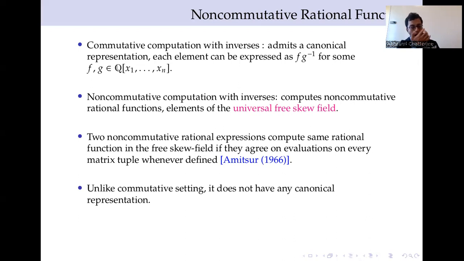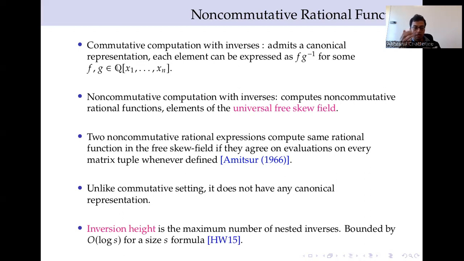Okay. And unlike the commutative setting, here it doesn't have any canonical representation. You can't express it as a ratio of two non-commutative polynomials, or expand it monomial by monomial. So it is quite different from the commutative setting. And here, one important parameter is the inversion height, the number of nested inverses. If you look at a path from leaf to root, how many inverses are there?